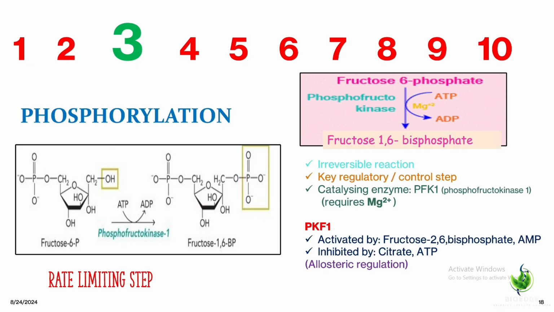Step 3 is phosphorylation of fructose 6-phosphate to fructose 1,6-bisphosphate by the action of the enzyme phosphofructokinase 1. It's a key regulatory step, and the enzyme PFK1 is highly regulated by allosteric activators and inhibitors.